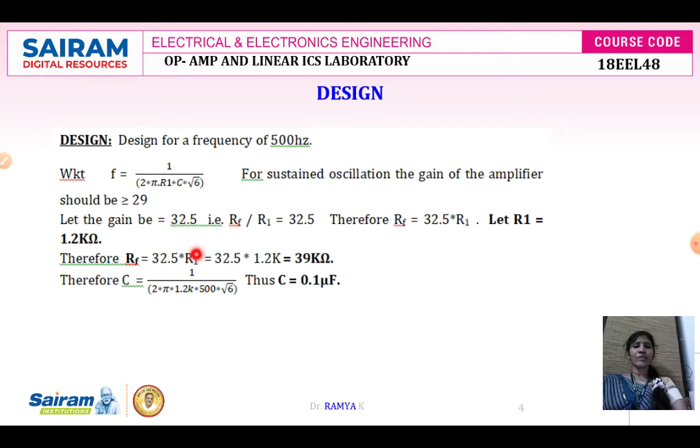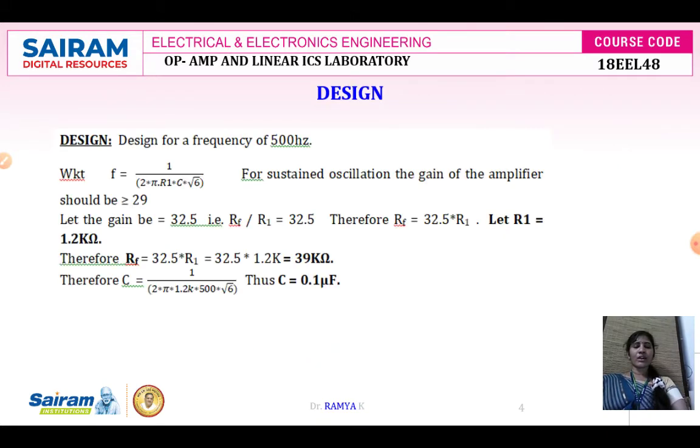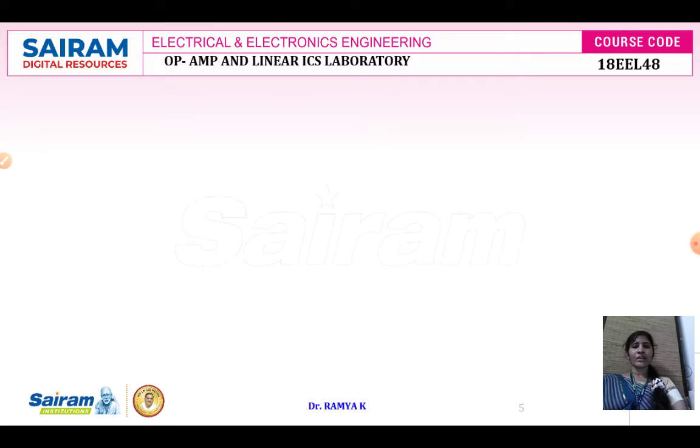Substituting the values, we will be getting the gain. First we need to calculate the gain, which is minus RF divided by R1. The value of RF that we have used is 39K, and R1 is 1.2K. So 39 divided by 1.2K, we are going to get 32.5. From here we find that the gain is 32.5. Keeping that value into account, we'll be calculating the value of C. C is equal to 1 divided by 2 pi, the value of R1 is 1.2K, and the value of C is going to be 0.1 microfarad, because the value of C is identified from the design frequency, that is 500 Hz.